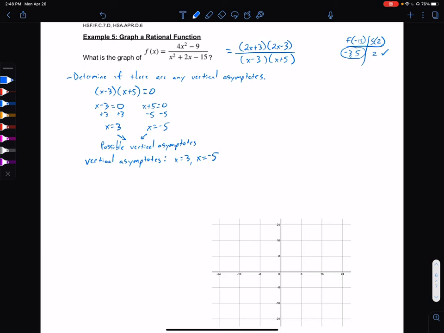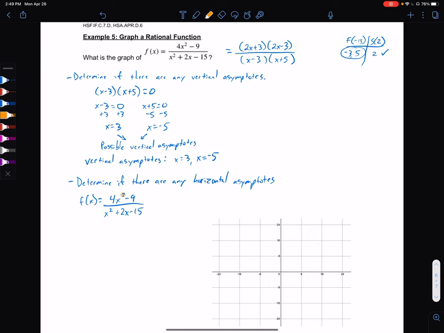After we've determined if there are any vertical asymptotes, now we want to determine if there are any horizontal asymptotes. And to do that, we need to compare the leading degrees. So this is where we don't care about the factored form. We want to go back to the original f of x equals 4x squared minus 9 expression. You don't want to look at the degrees of the factored form. You want to look at the degrees of the original form.